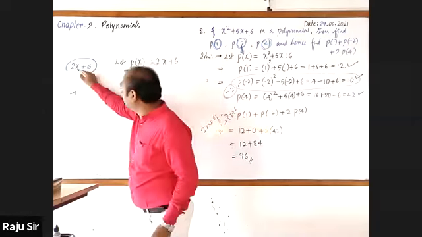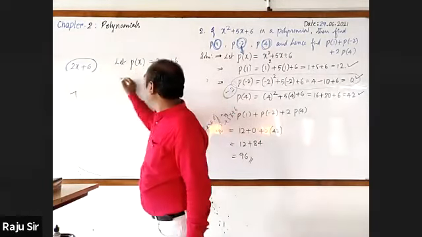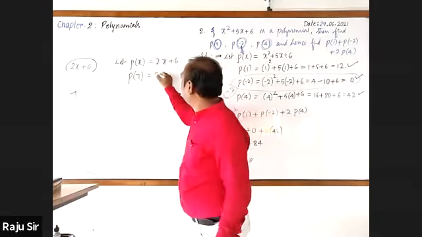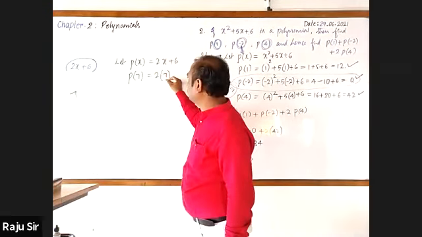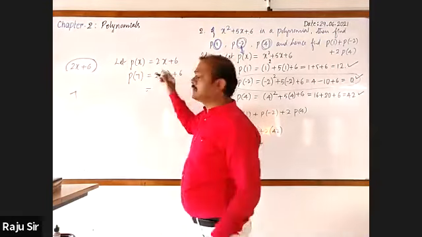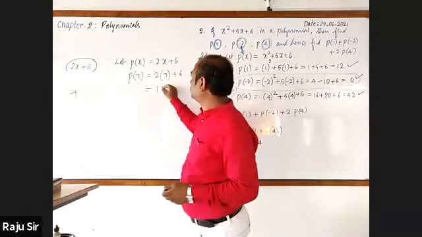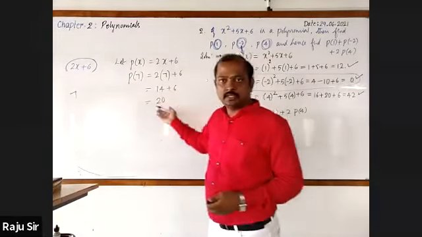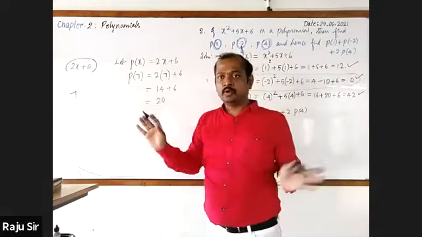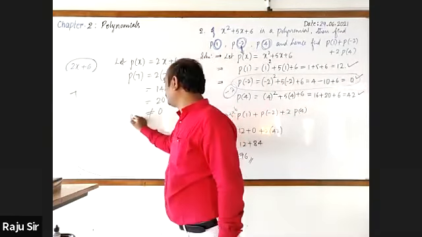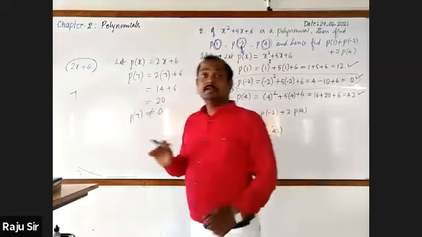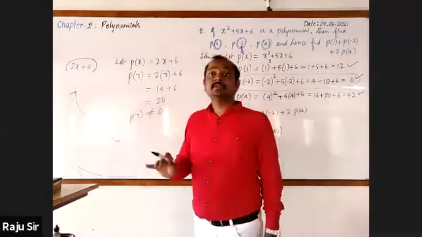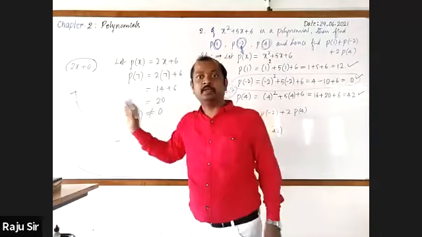Here, substitute 7 in place of x. Here I'll write p of 7. This is equal to 2 into 7 plus 6. 2 sevens are 14, plus 6, 14 plus 6 is 20. Is it equal to 0? No, it is not equal to 0. The value of p of 7 is not equal to 0. That is why you can say that 7 is not the 0 of the given polynomial.